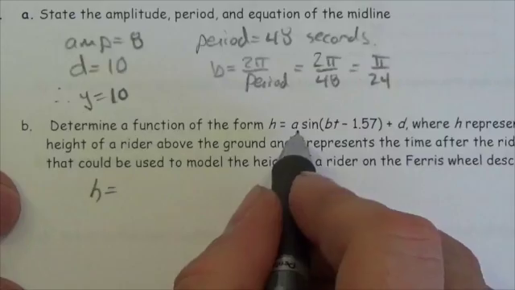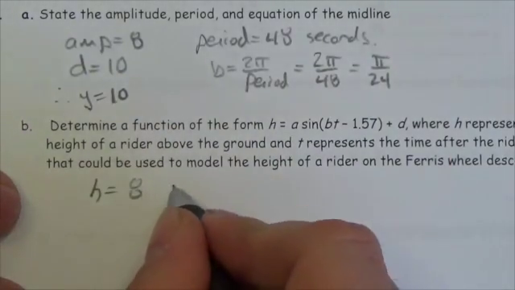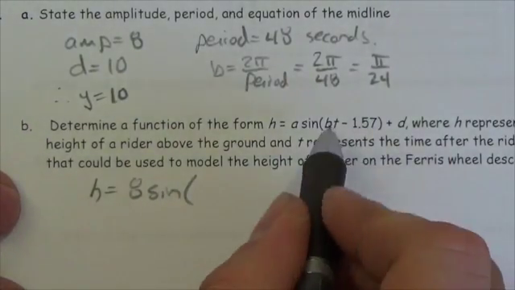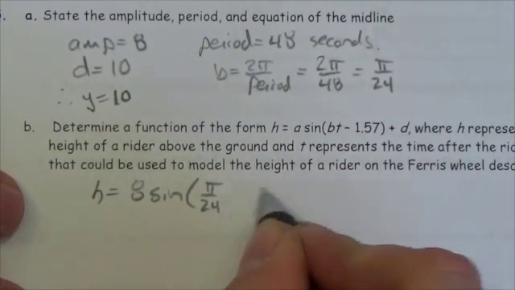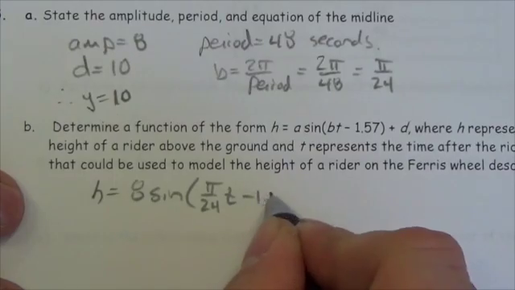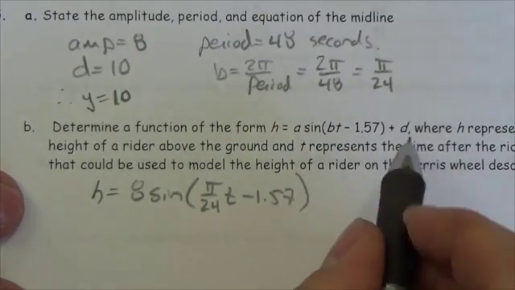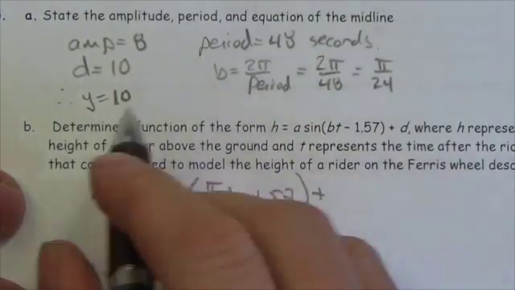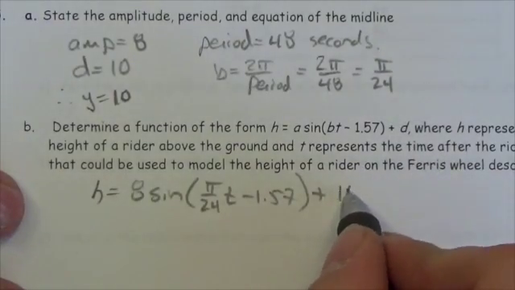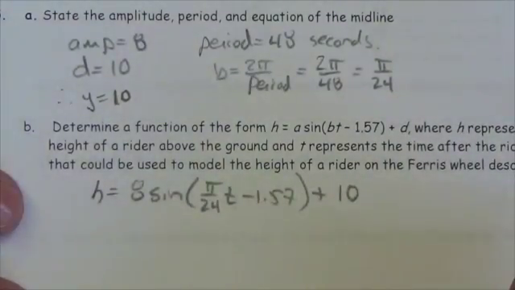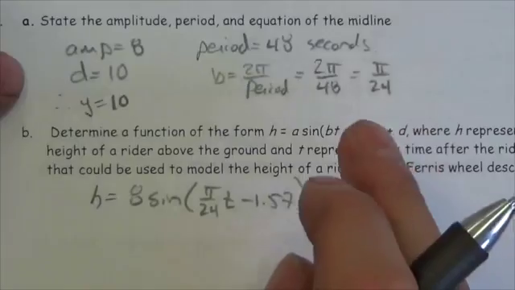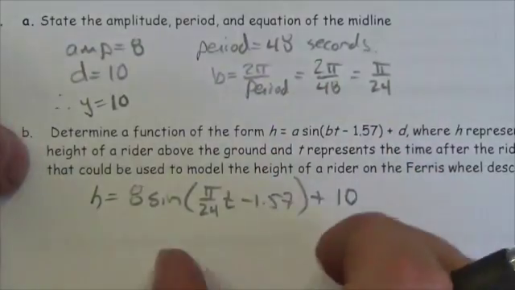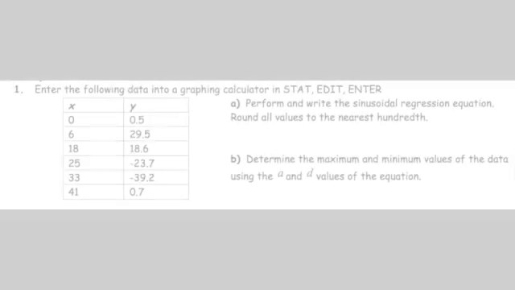H then is going to equal A, amplitude, I know that that's 8, sine of B, I just figured that out, that's going to be pi over 24 times t minus 1.57, plus D, and we figured that out, that was going to be equal to 10. And there we go. That's the equation that we were looking for. It was just written out for us, and we'd already figured out all the pieces. All we had to remember was where to put those pieces in the equation.